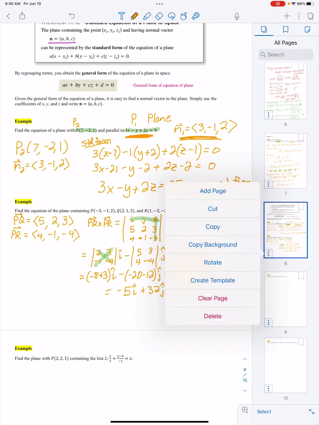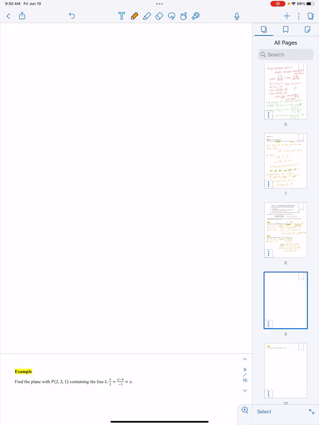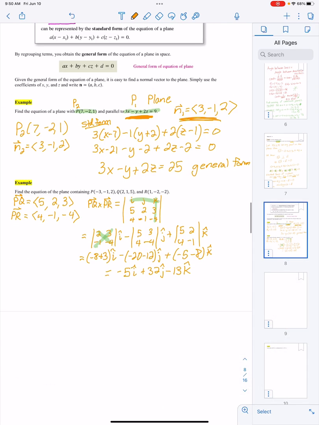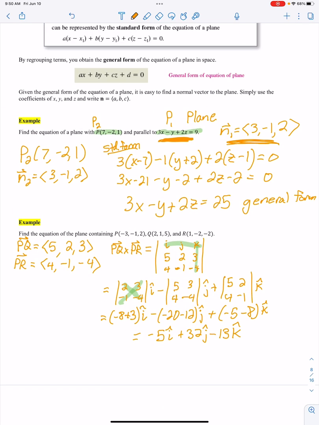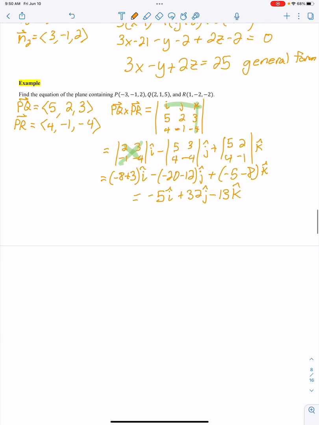I actually now have enough information here. Let me create some more room for myself. If you need more room, sorry, you're just going to have to grab another piece of paper or something if you are printing my notes. So we have two things here. We have the normal vector. You can grab it from here, negative 5, 32, negative 13. We also have any point. I just pick up any of them. Let's pick up Q, actually, because Q has no negatives.